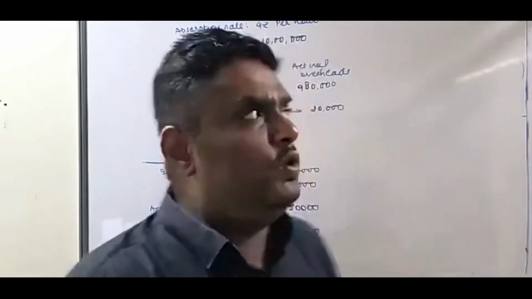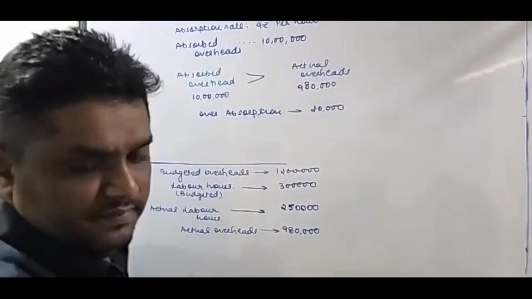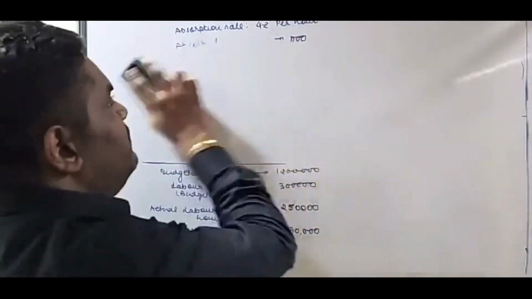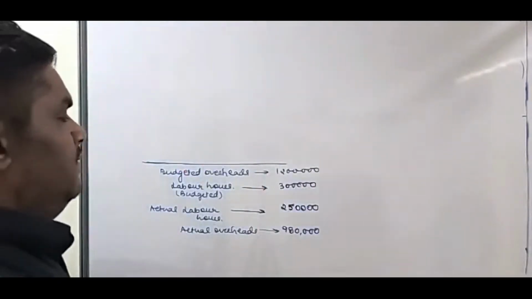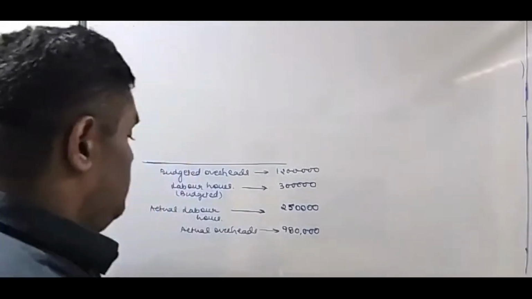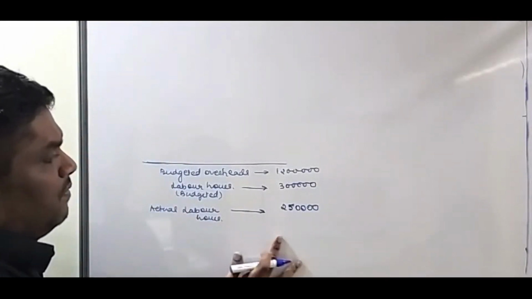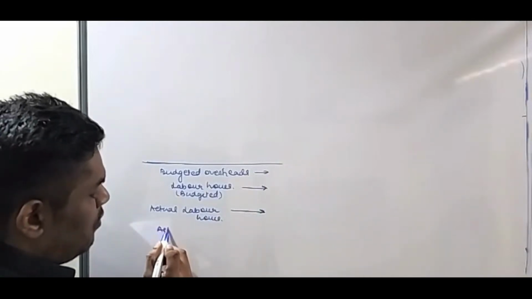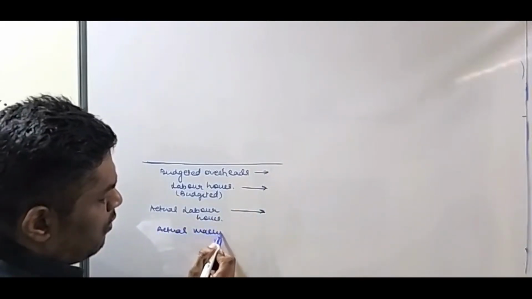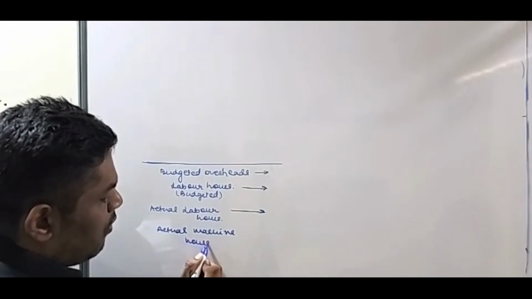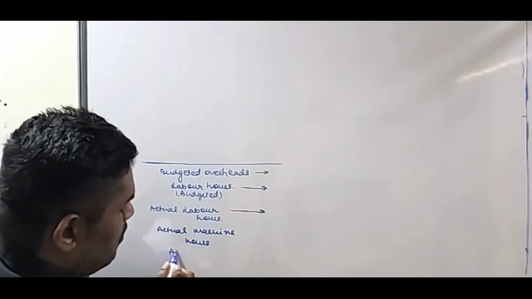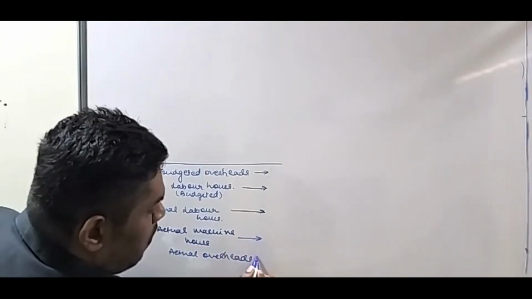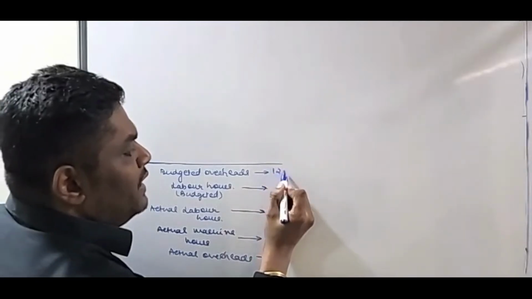Anyways, one more question for you guys. For the students who have posted incorrect answers, one more question. So let's say my budgeted overheads are 12 lakh.